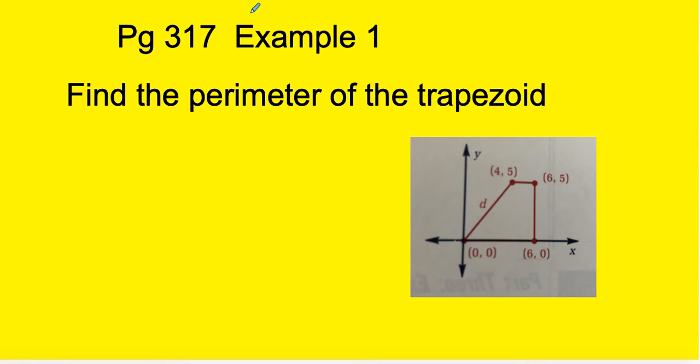Everyone. So today I'm going to be going over the examples on special formulas for geometry. So let's look at example number 1. It says find the perimeter of the trapezoid. So they gave us a trapezoid in the coordinate plane.